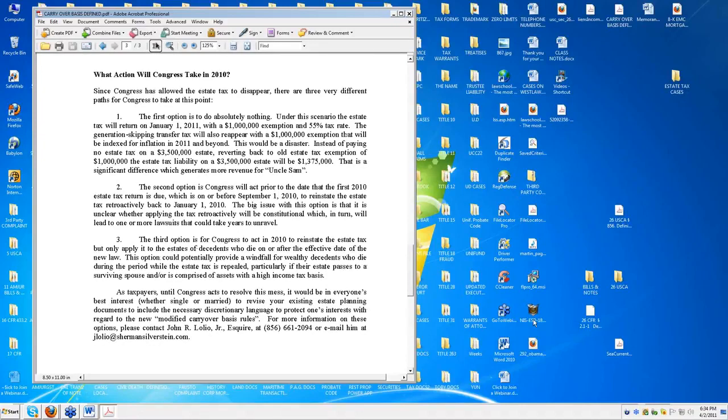What action will, do you want to go back and explain that a little bit, Jean? Well, what they've done is they've changed the rules. In 2010, they repealed the gift and estate tax. Then they reenacted it on January 1st, 2011. In other words, if because of inflation the value of the estate goes up, that's what they mean by carryover basis.